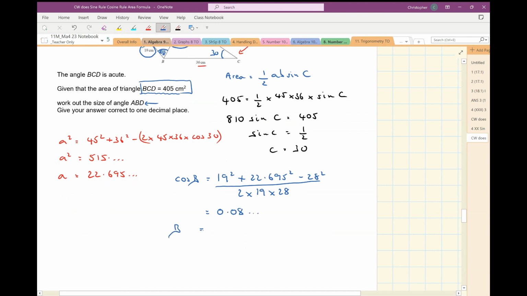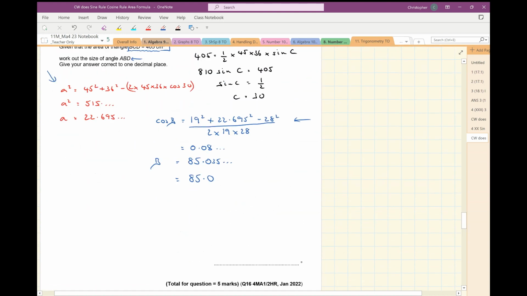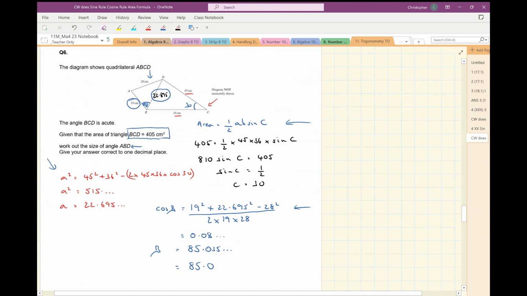Inverse cos tells you that b is 85.035 and so on. And I'm asked to one decimal place, so the answer I'm going to give is 85.0. And that is question 6 done. Crikey, look at that. We needed the area formula, and we used the cosine rule both ways around. Well, 5 marks again, and a question 16. So quite a hard question, and worth 5 marks.